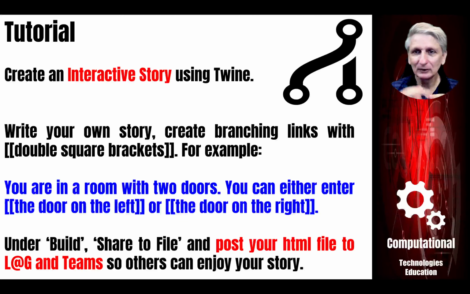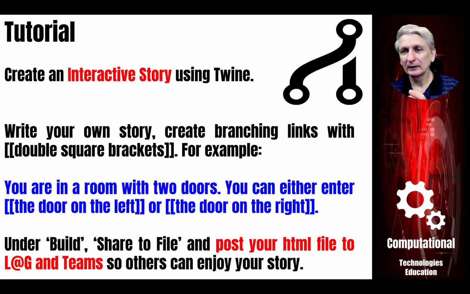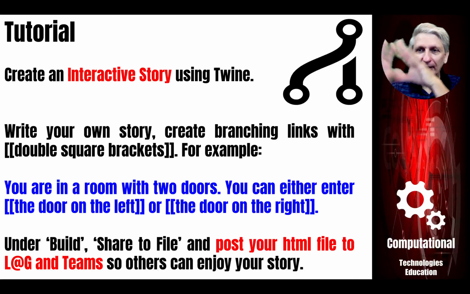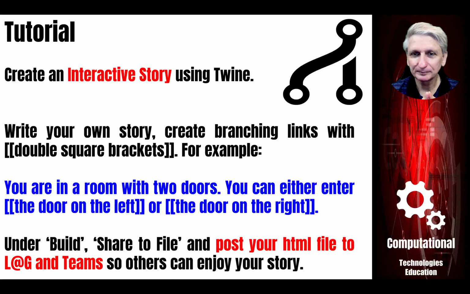So for example, you're in a room with two doors. You can either enter the door on the left or the door on the right. And by putting the double brackets around those two options, it will then create additional pathways. And you'll see that graphically in the program.